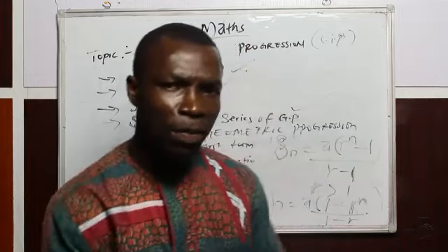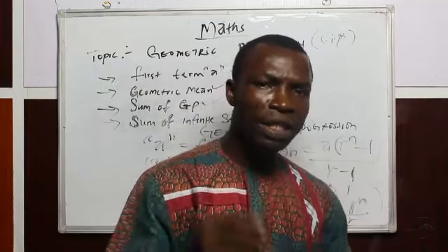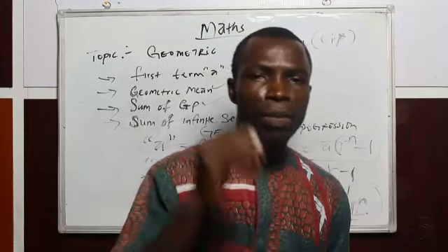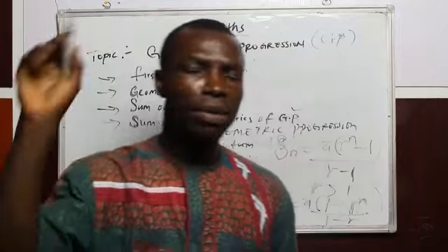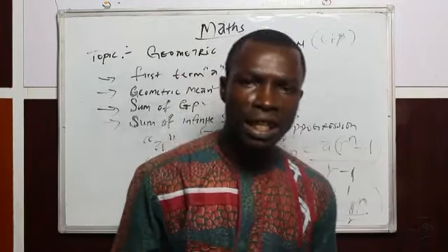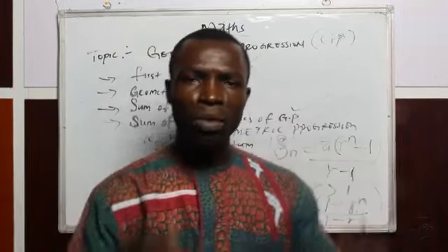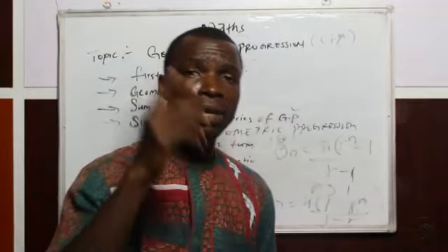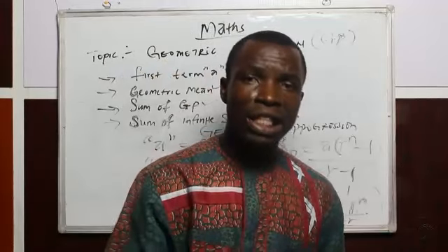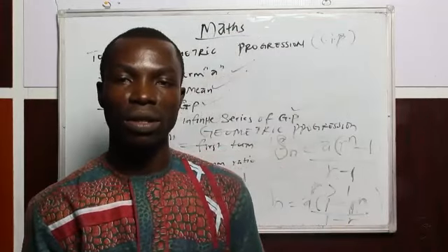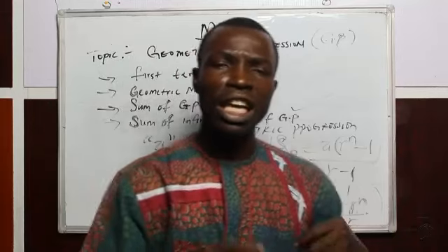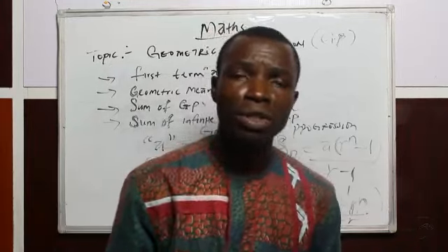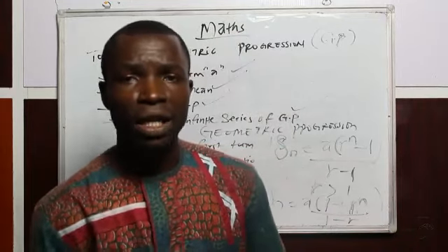While for the sum of AP, we remember that the sum of AP is Sn equal to n over 2 bracket 2a plus bracket n minus 1, then bracket d. That's the sum in AP. But the sum in GP is equal to A bracket into r raised to power n minus 1 over r minus 1, if r is greater than 1. But if r is less than 1, the answer is equal to A bracket into 1 minus r raised to power n over 1 minus r. That's the sum in GP.